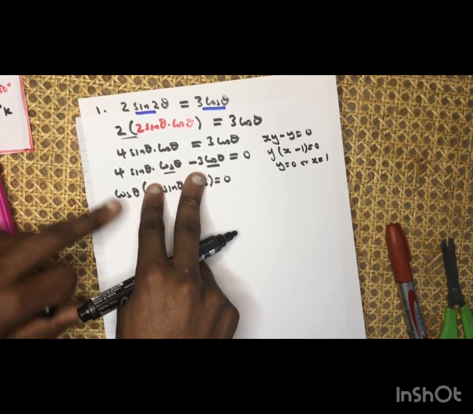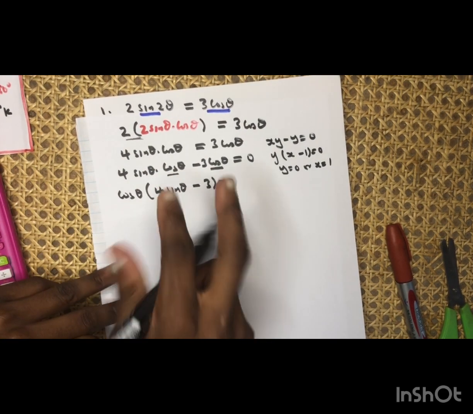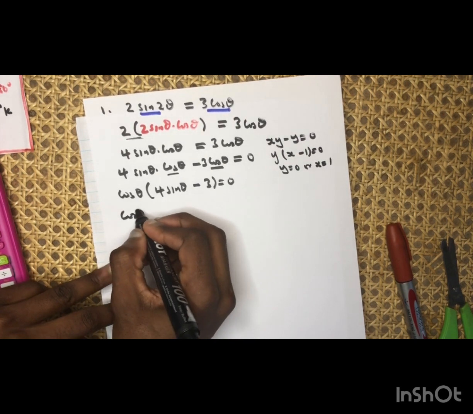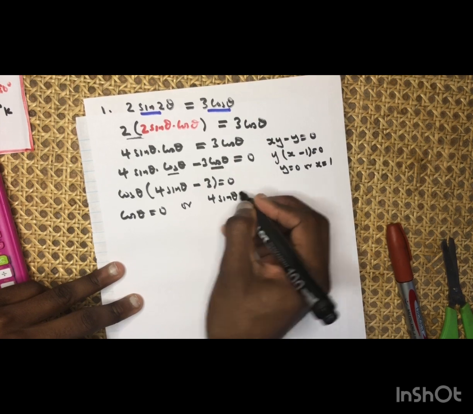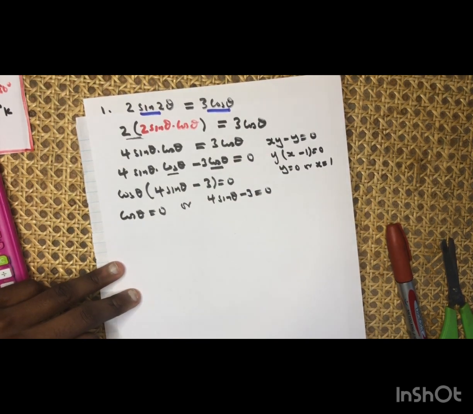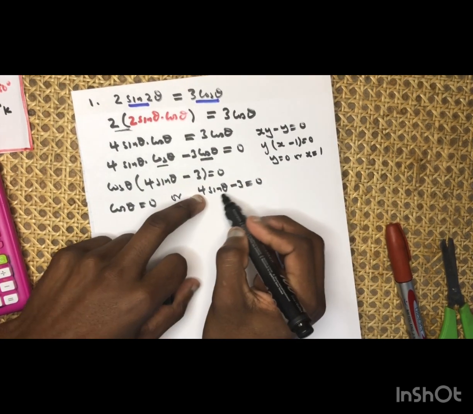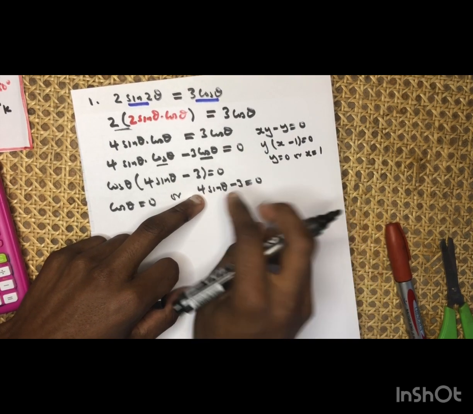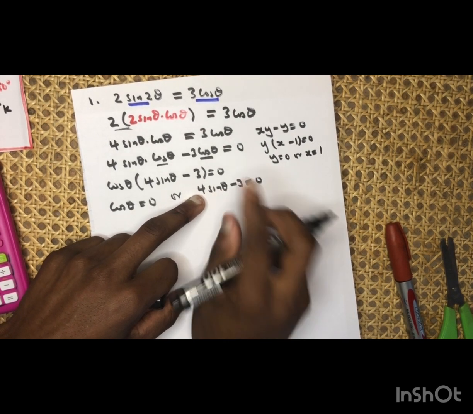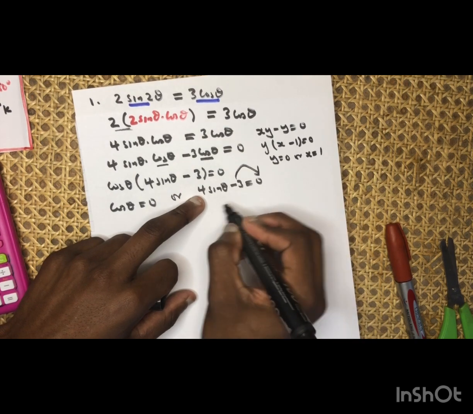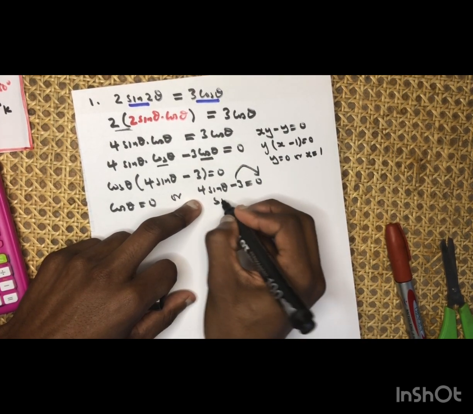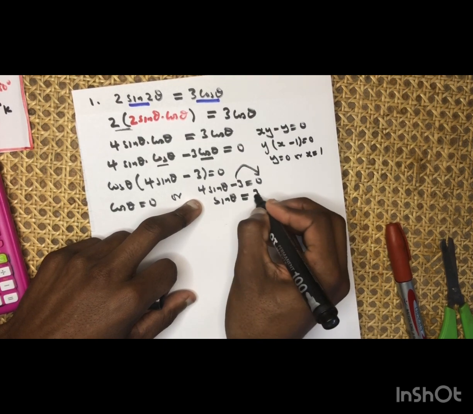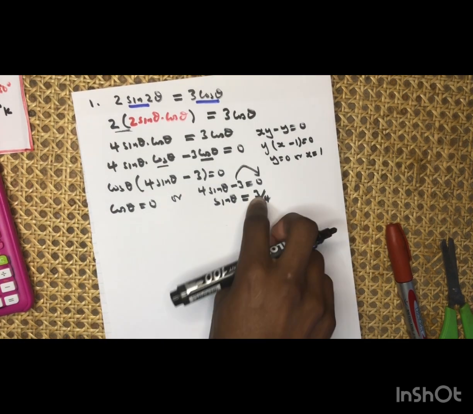So we can see that, guys, cos theta is equal to 0, or 4 sine theta minus 3 is equal to 0. So here, guys, it's all about doing your algebra. You will try to isolate sine theta. So I'm going to transpose this 3 to that side and divide by 4 both sides. So I'm going to have sine theta equals 3 over 4 here.